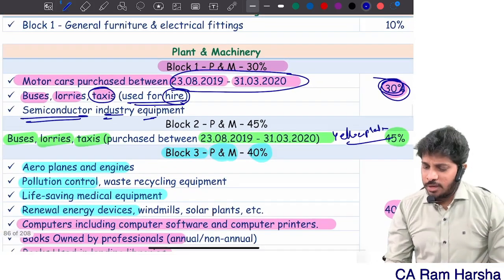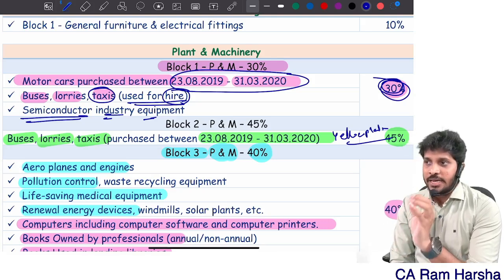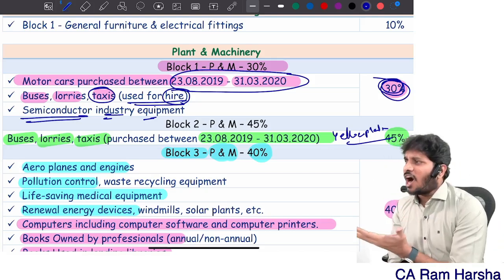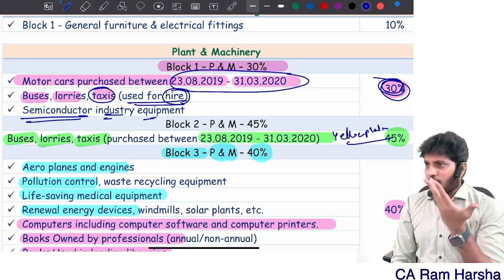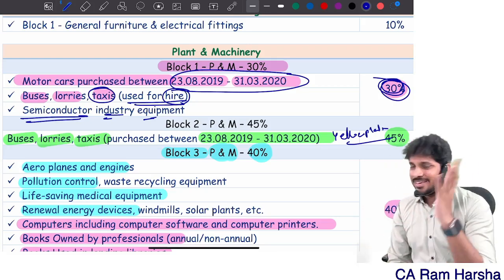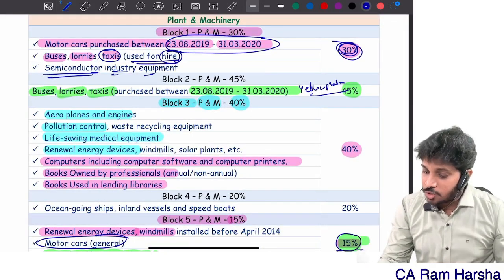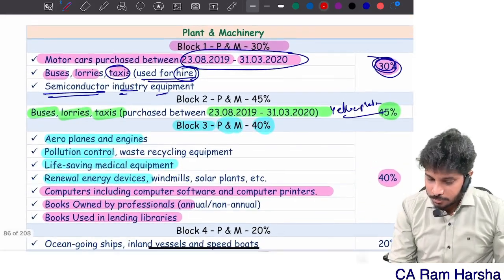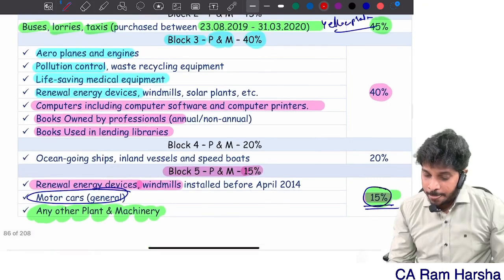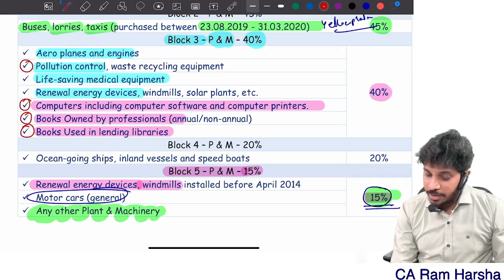So anyhow, if a general car is purchased between 2019 to 2020, that carries 30%. Commercial taxis and all purchased during that time carry 45%. Normally they carry 15 and 30. Normally a car carries what rate of depreciation? 15. Commercial purpose? 30%. Easy or not? All of you? Yes. So now in the exam, what you should remember? I will highlight this. This one: semiconductor industry equipment, pollution control equipment, computers, books.